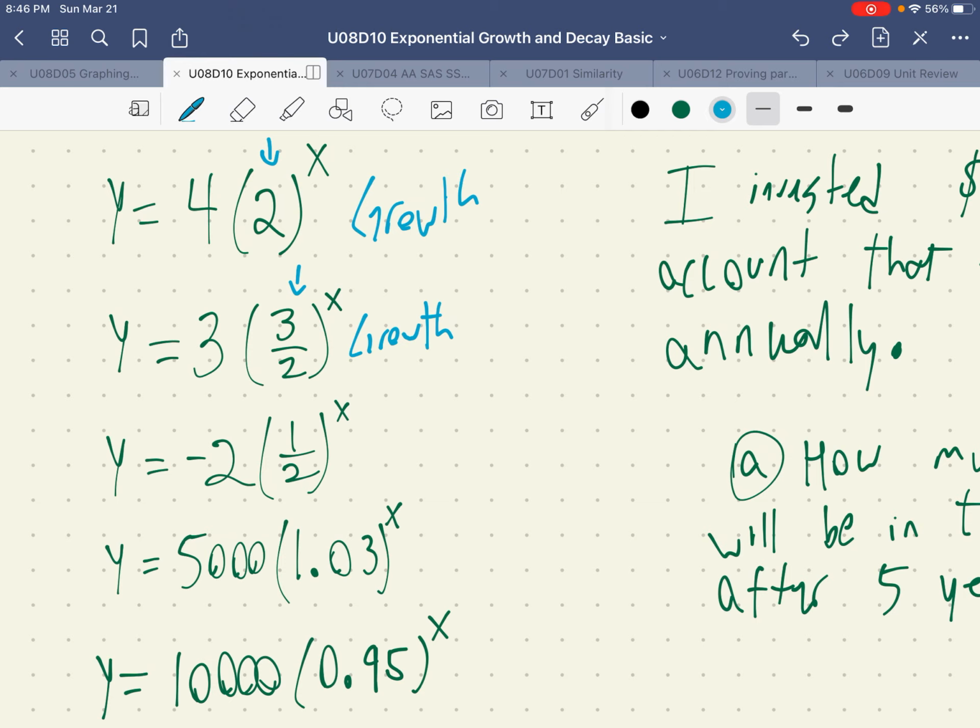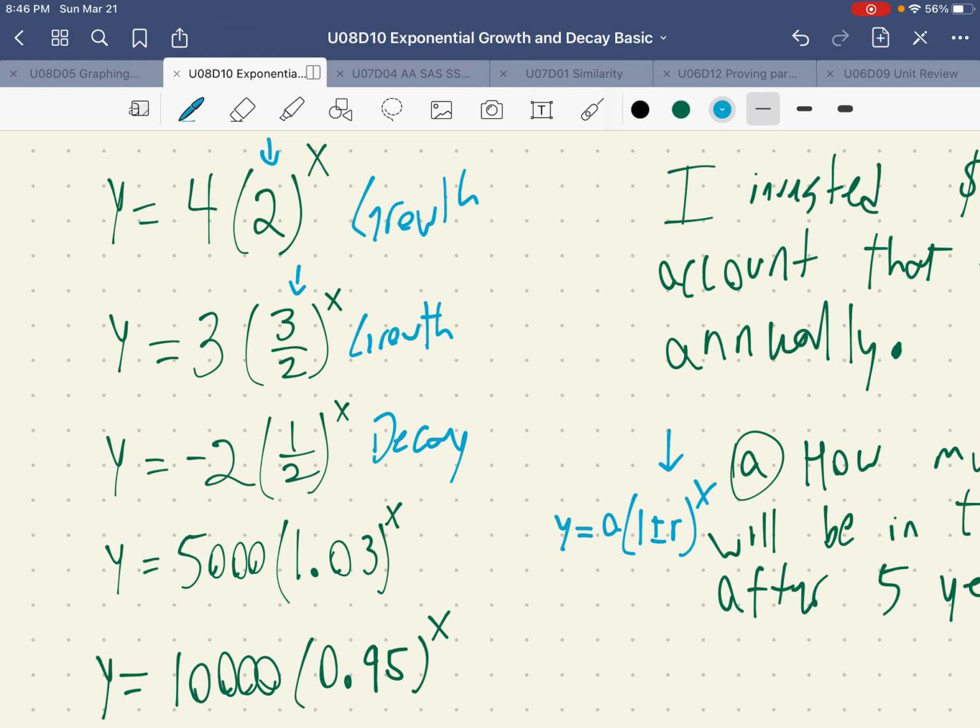The third example is a negative starting value, but it is still technically a decaying function because the b value is less than 1. This is a decay function. You'll often see examples written in this form, which is y is equal to a(1 plus or minus r) instead of b.